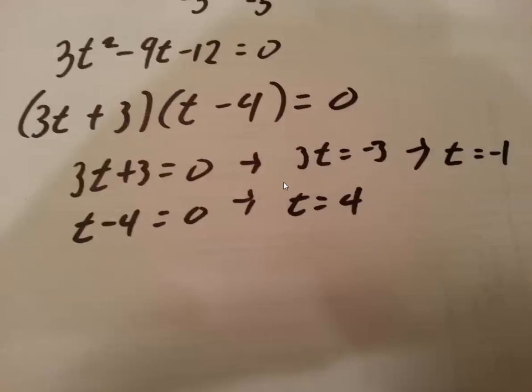Basically we get 3t equals -3, divide both sides by 3, t equals -1, and on this side, moving the 4 over to the other side, you get t equals 4. Now, since the equation was only pertaining to values greater than 0, t equals -1 does not count, and so the only value that does is t equals 4.